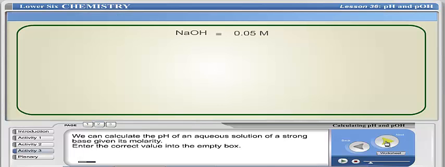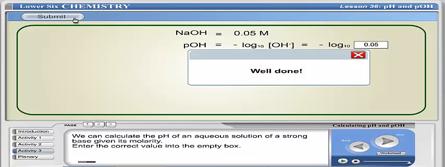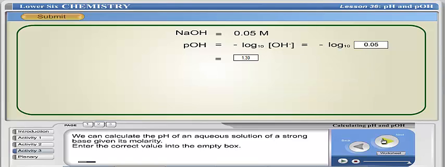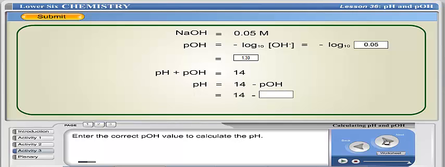We can calculate the pH of an aqueous solution of a strong base given its molarity. Enter the correct value into the empty box. Enter the correct pOH value to calculate the pH.